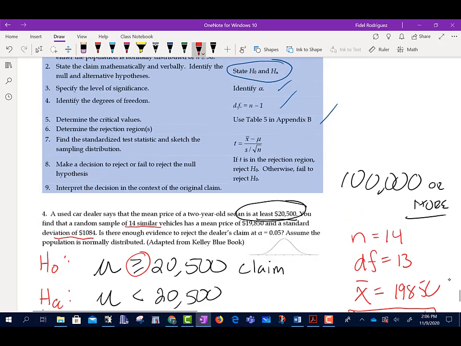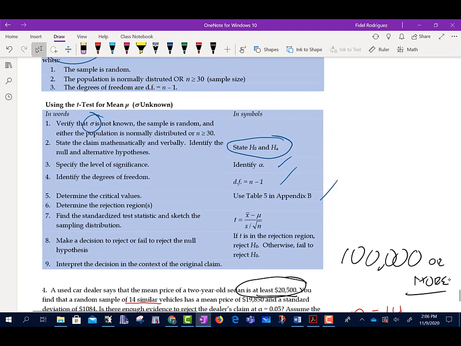So again, before I go on, I want to mention a couple of things. Remember what we said earlier? This here stands for the population standard deviation. So if it doesn't specify that, then we're assuming that we have the sample standard deviation, okay?